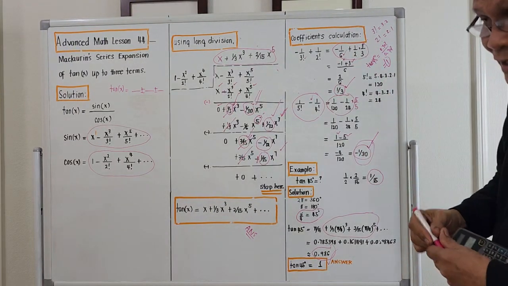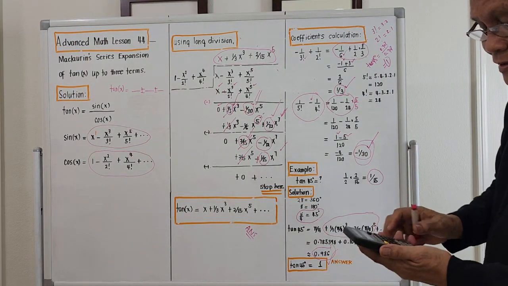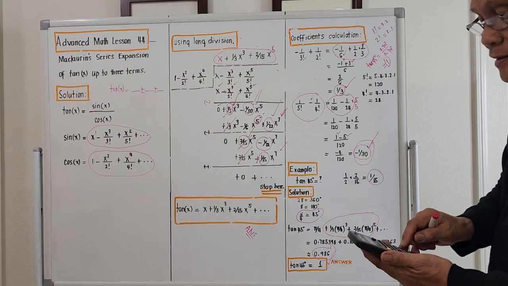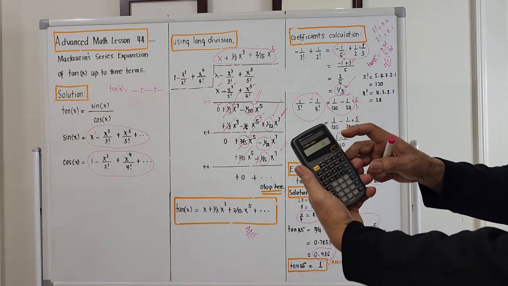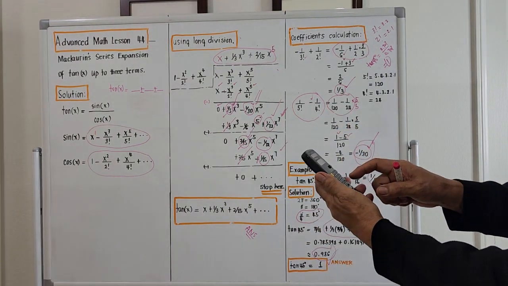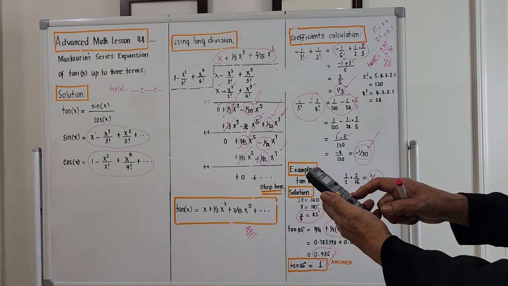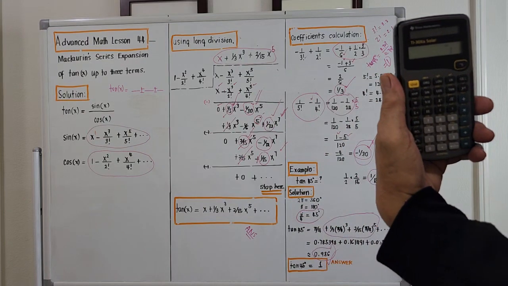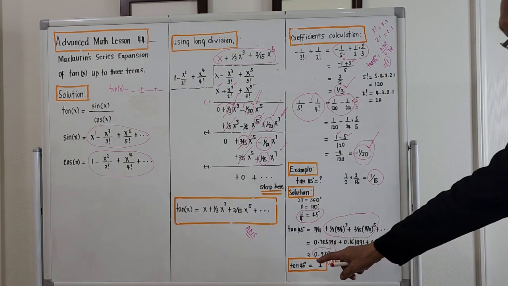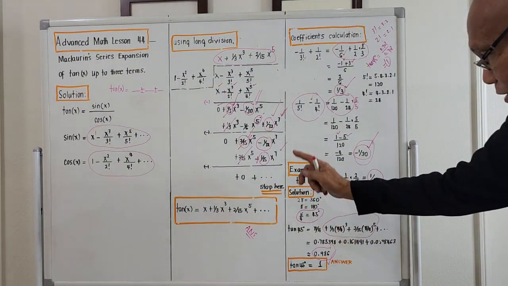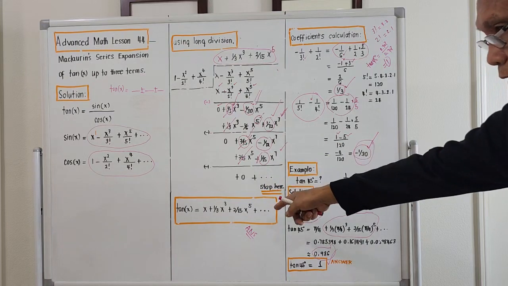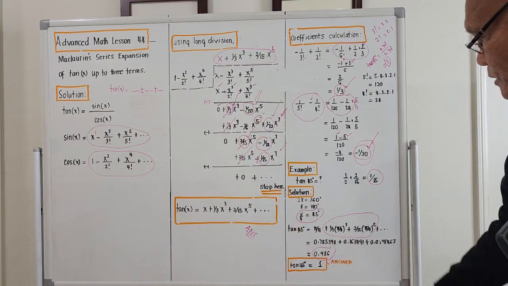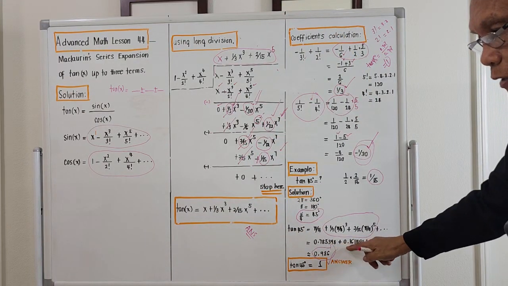And to check the validity, by pressing 45 degrees here, the unit should be degrees. Okay, then press tangent. Okay, the answer is 1. So the tangent of 45 degrees is 1, and by using the derived equivalent of tangent of x, by using Maclaurin's, it is almost approximately equal to 1. That's it.